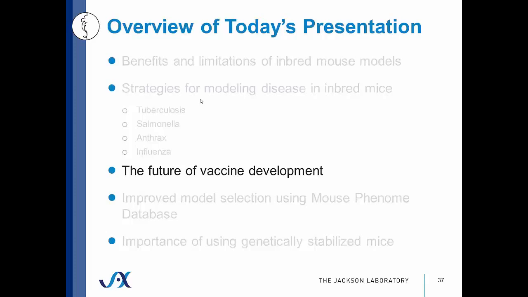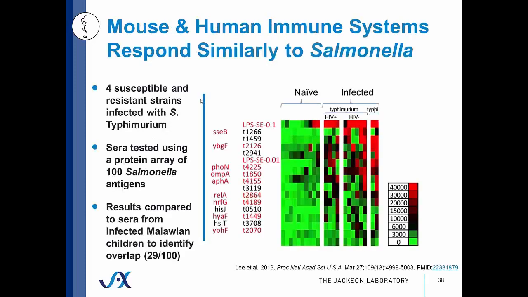Now let's switch gears and see an example of inbred strains being used for vaccine development. As I've mentioned before, Salmonella causes gastroenteritis, typhoid fever, and bacteremia in young children and immunodeficient individuals, and currently there's no vaccine. So in this study, the authors took serum from 4 susceptible and resistant inbred strains infected with Salmonella typhimurium and tested it against a protein array containing 100 different Salmonella antigens.